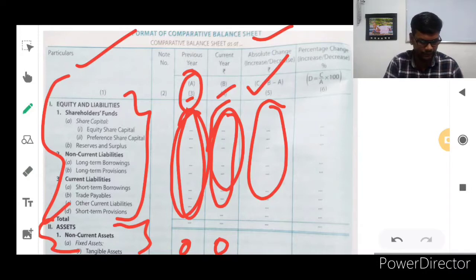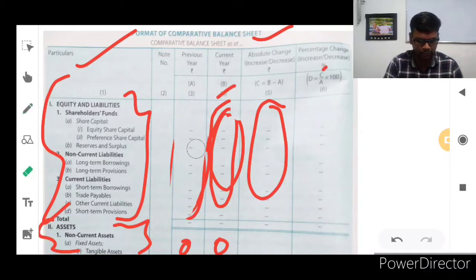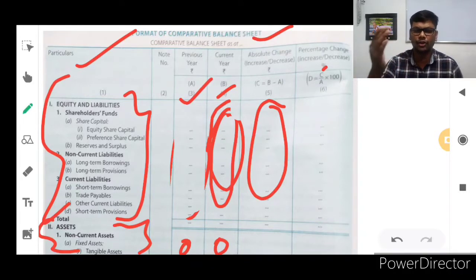What is C? What we found, that is the absolute change in amount, in figures it is available, right? That amount is divided by the previous year amount, not the current year, the previous year amount. So D is equal to C by A into 100. Definitely we can get the percentage, how many percentage is increased or decreased. Now it may confuse you, but after practicing the problem you can learn easily. The upcoming problem is going to eliminate your complexities.